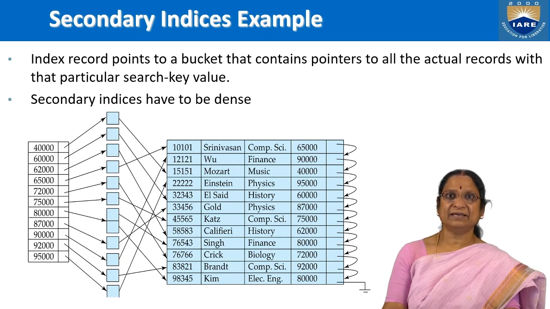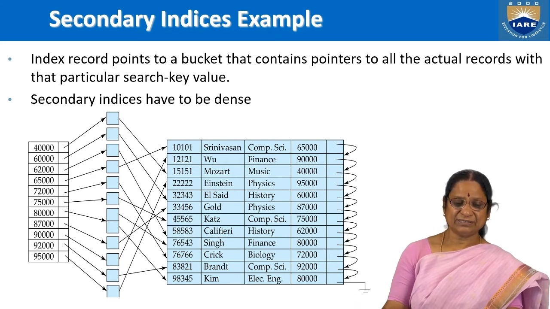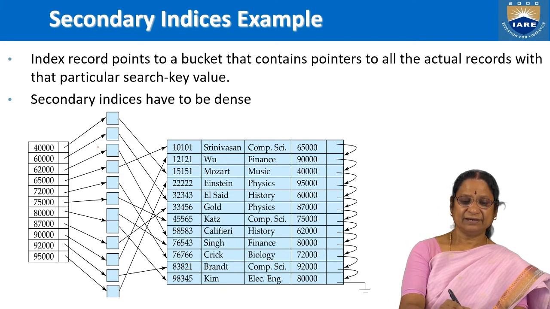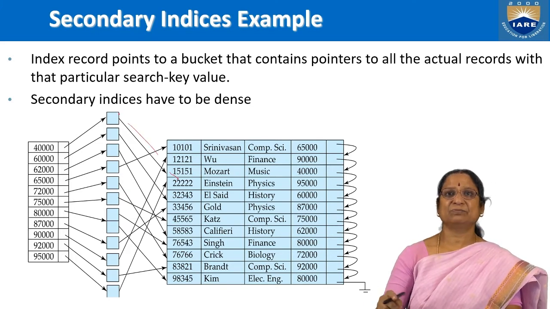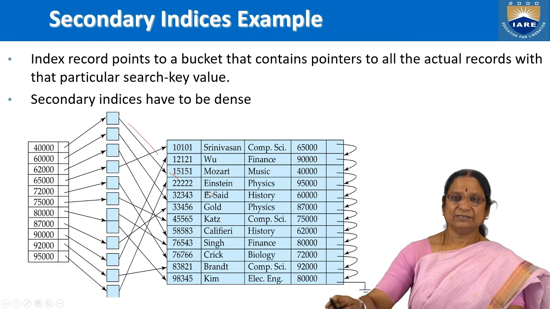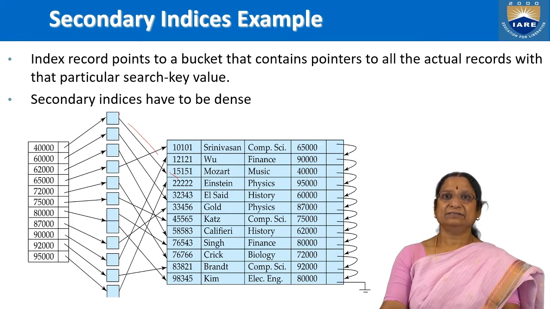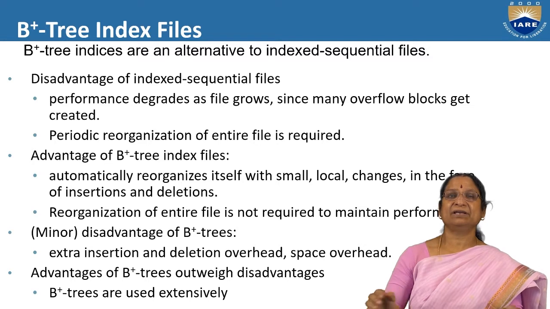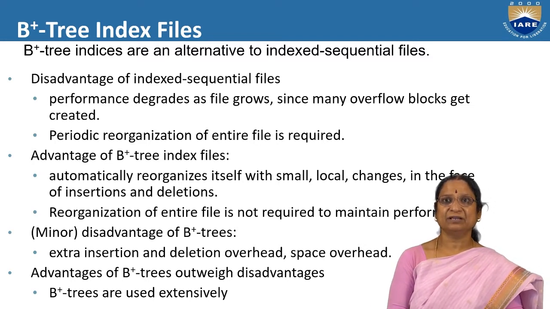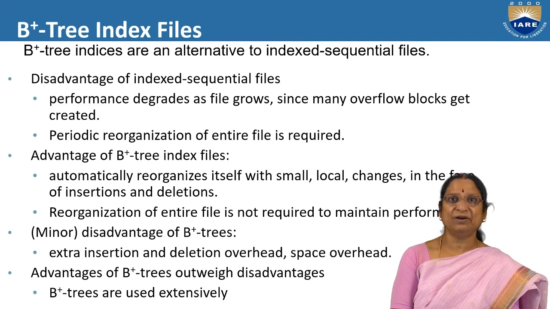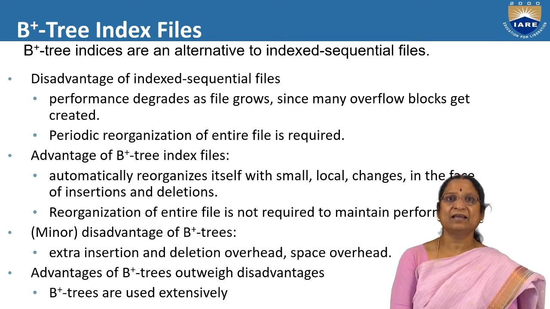Secondary indexing means here the primary index points to your secondary index. From there, the pointer is pointing to the original data. So the index record points to a bucket that contains pointers to all actual records with that particular search key value. And generally, secondary indices can be dense indices. This kind of indexing file organization has its own advantages and disadvantages.